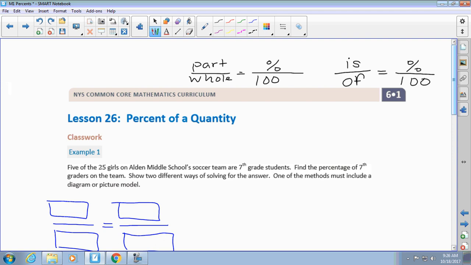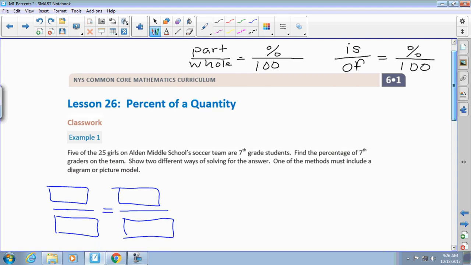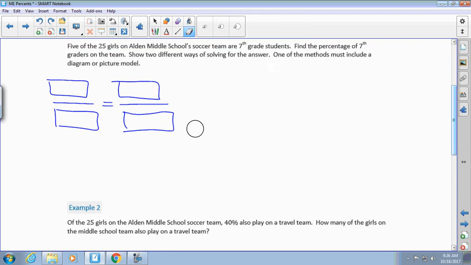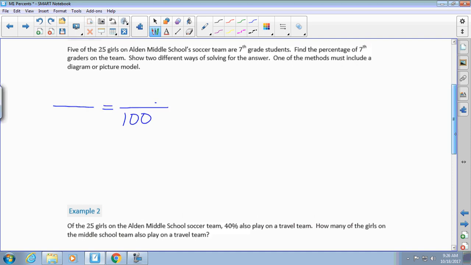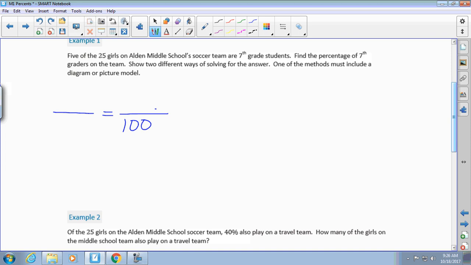Because we know percents are out of 100, right? So that's like a freebie. So I always tell the kids, start with what you know. So we know percents are out of 100. Now let's read our problem and figure out which is the partial amount, what's the whole amount, or what's the percentage. Figure out our missing piece, okay?